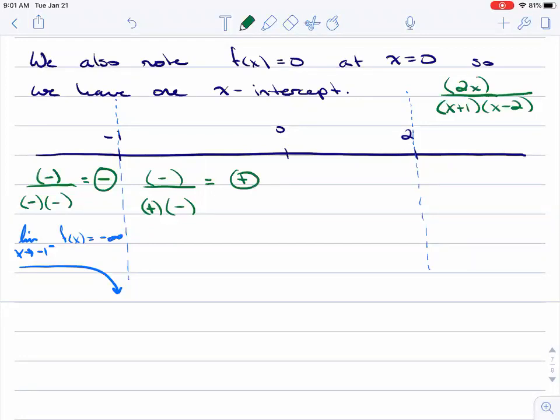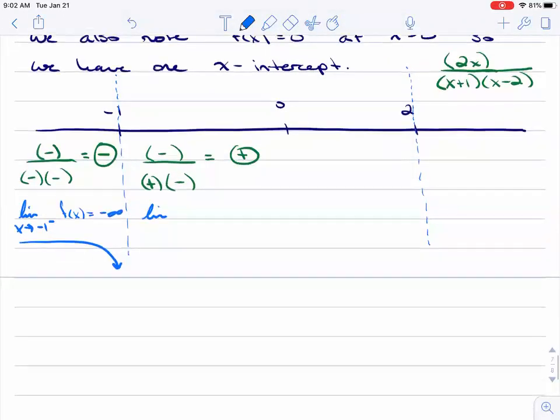But if you break it down to just the signs, I like to pick some easy value that's in that interval, but then I just look at the signs. Would it be positive? Would it be negative? And so what we can say here is that the limit of f of x as x goes to -1 from the right is going to be positive infinity. So it's going to look something like this, going up.